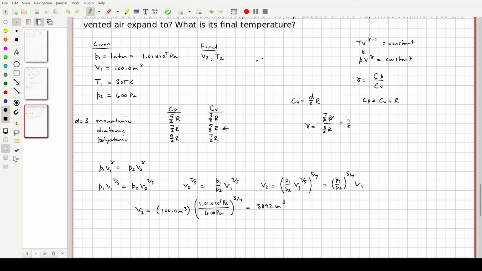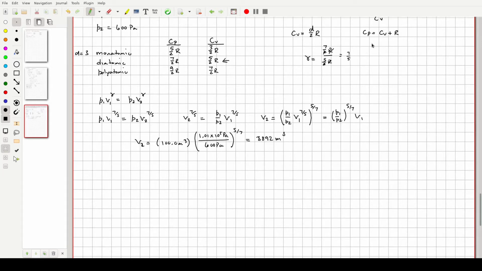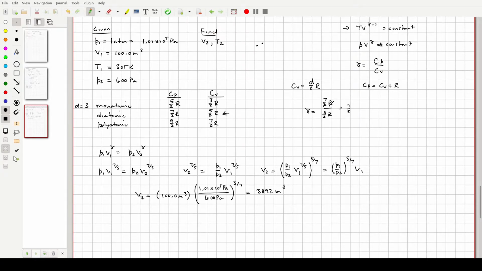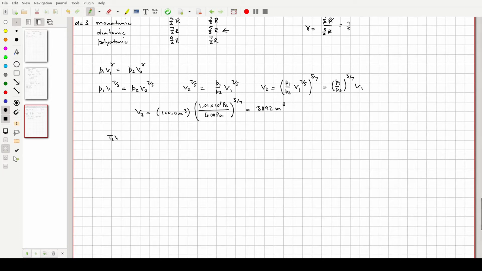Now, what about the temperature? Well, we can apply this right here to get the temperature. Or we could use the ideal gas law. It doesn't matter. So let's just use this to be consistent. T times V to the gamma minus 1. So T1 V1 to the gamma minus 1 would equal T2 V2 to the gamma minus 1. Now remember, gamma is 7/5. So 7/5 minus 1 would be 5/5... this would be the same thing as 2/5. Okay? So this would be T1 V1 to the 2/5 is equal to T2 V2 to the 2/5.